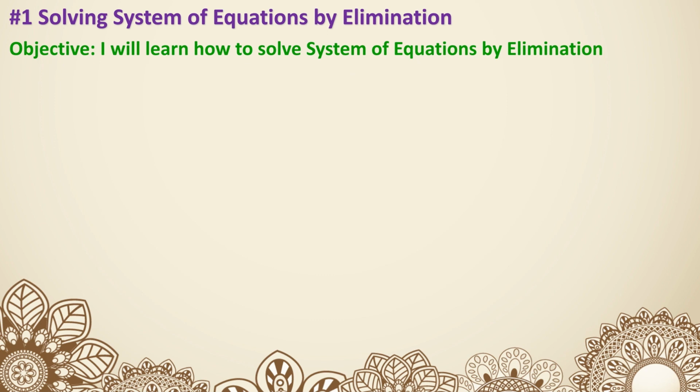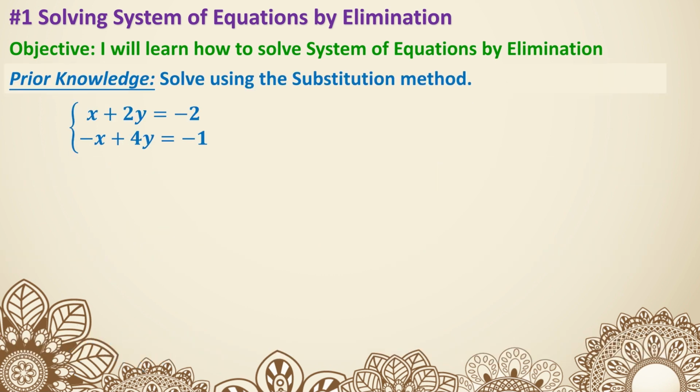In this lesson, we are going to learn another method to solve system equations, and that is called elimination. But before we get into it, let's still use the substitution method to solve this prior knowledge question. Here you go. Seems x is the letter that doesn't have a coefficient with it.